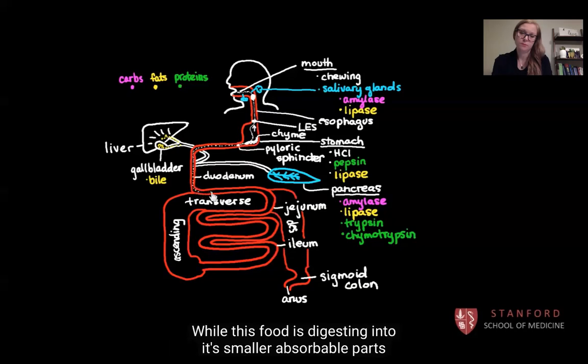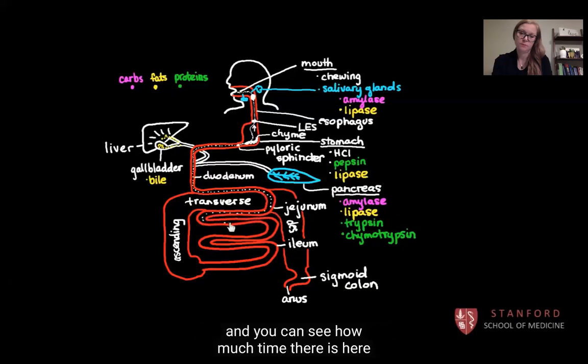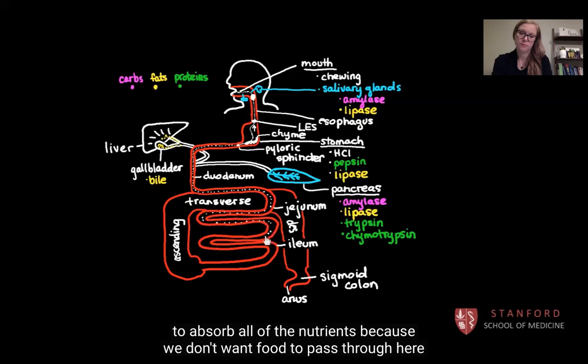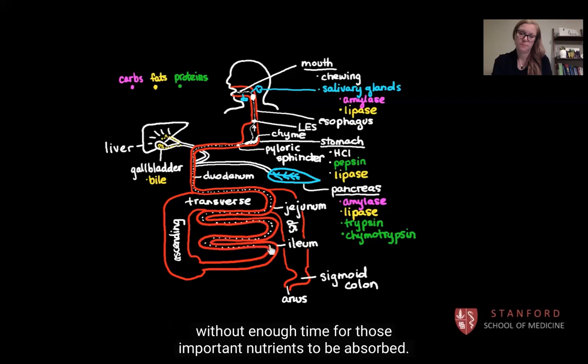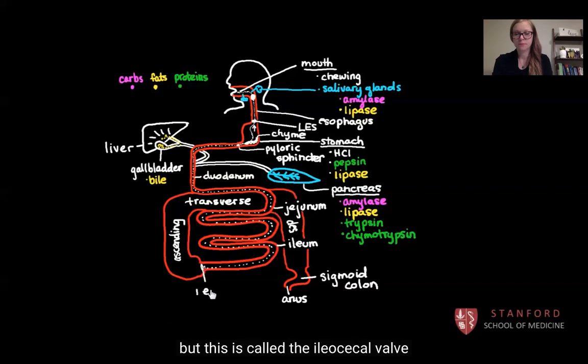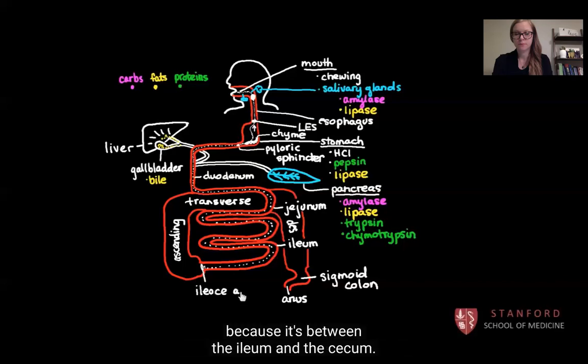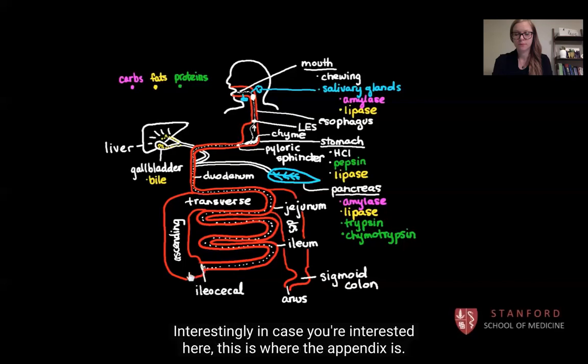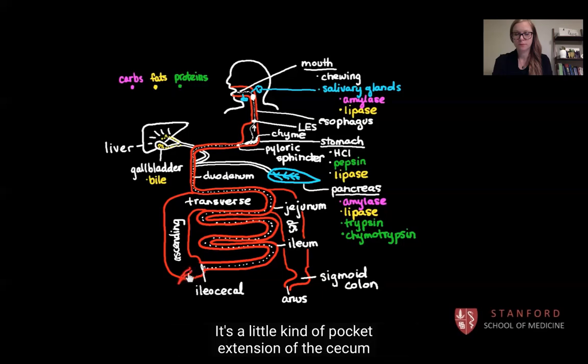So while this food is digesting into its smaller absorbable parts, it's also being absorbed as it passes through this long tube. And you can see how much time there is here to absorb all of the nutrients, because we don't want food to pass through here without enough time for those important nutrients to be absorbed. And then it gets here to the large intestine, and this valve, I didn't put this in, is called the ileocecal valve, because it's between the ileum and the cecum. And interestingly, in case you're interested, this is where the appendix is. It's a little pocket extension of the cecum.